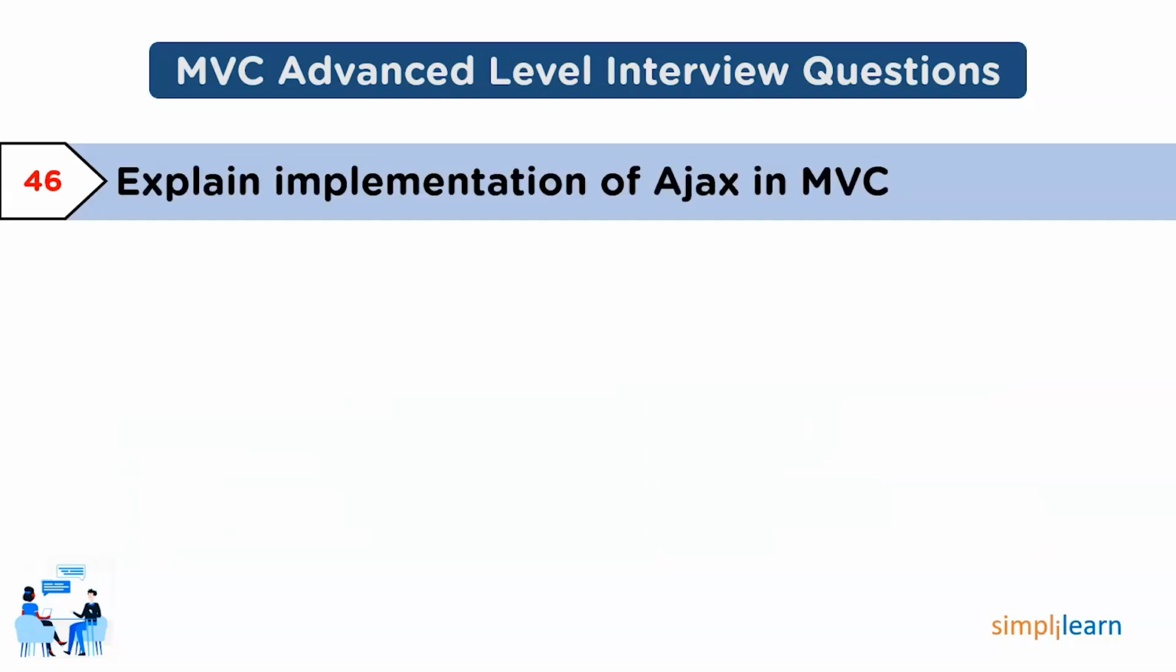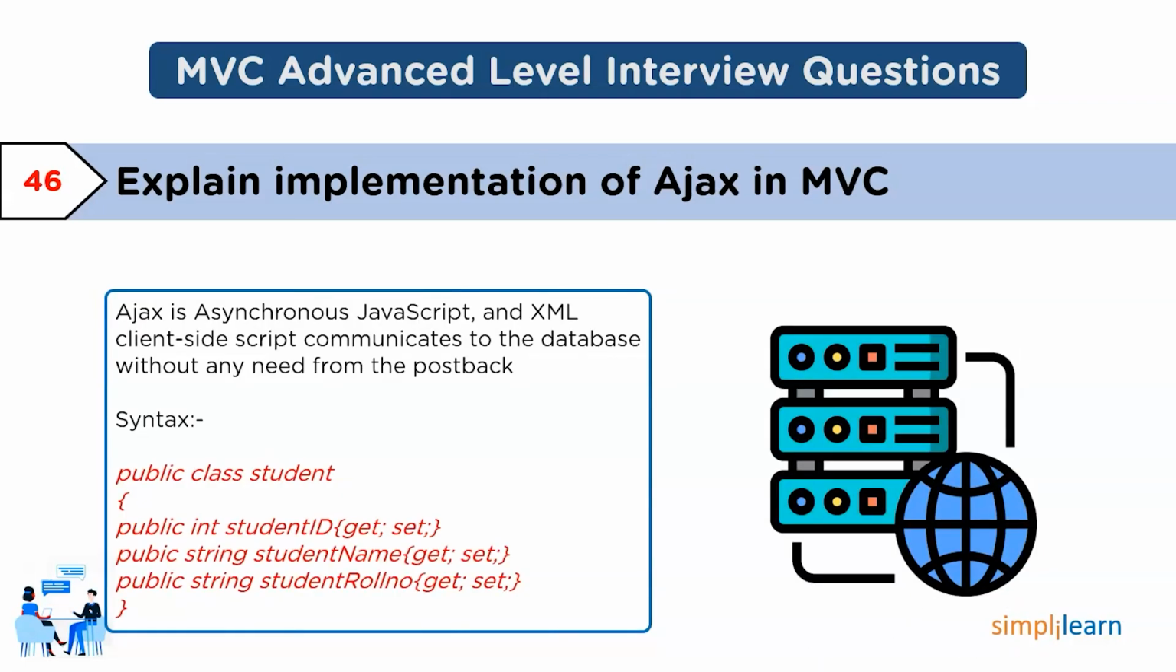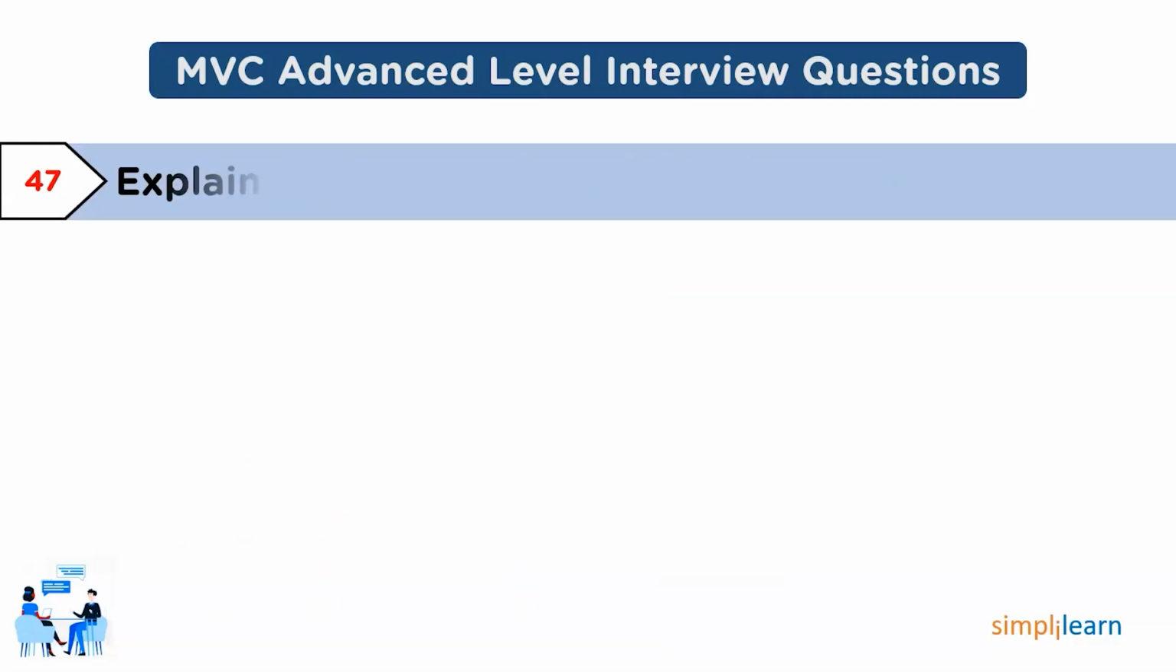Explain the implementation of AJAX in MVC. AJAX is asynchronous JavaScript and XML, a client-side script that communicates to the database without any need for postback. It also speeds up the response time in the application. Below is the syntax of AJAX in MVC.